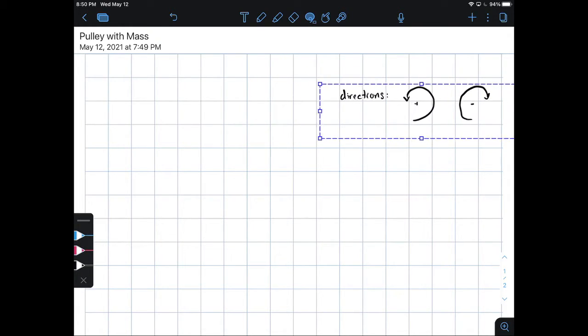It's kind of important to remember because when we have vector quantities, signs do matter quite significantly. So clockwise will be negative and counterclockwise will be positive. And that is that. So back to the whole pulley with mass.